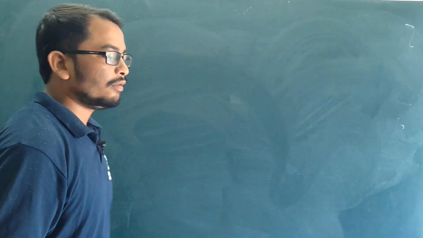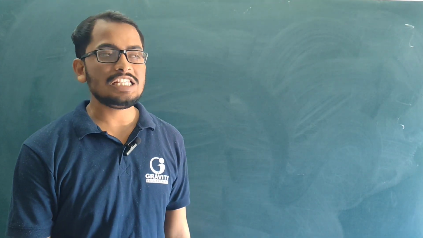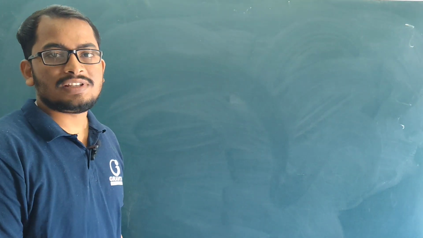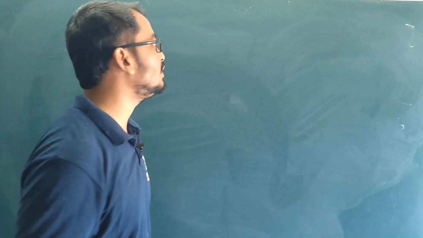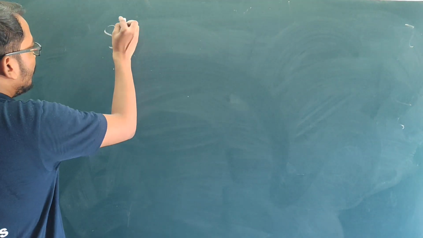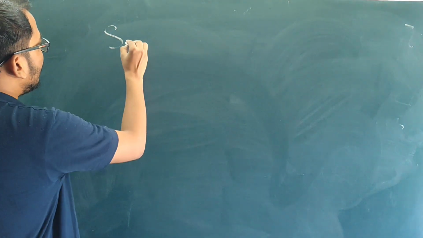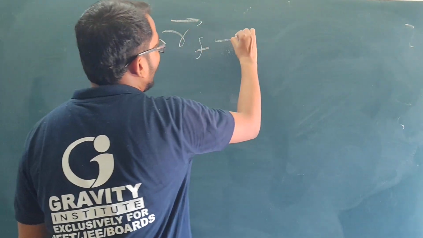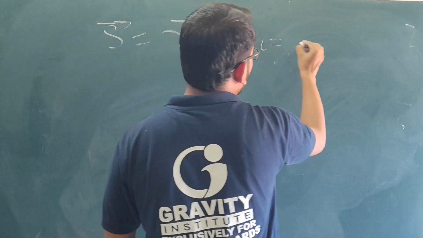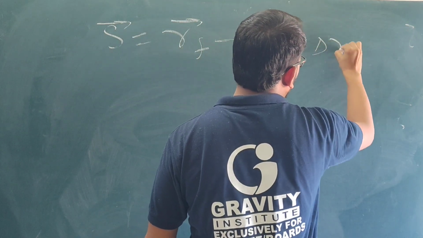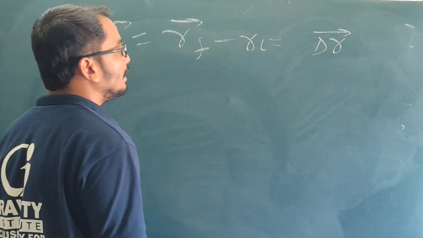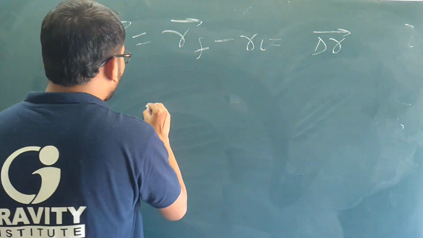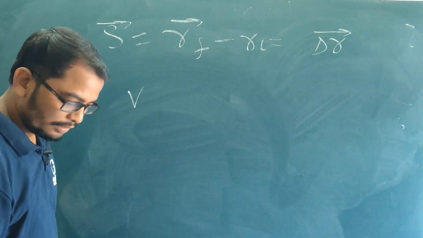So now we are going to define velocity. What is velocity? Rate of change of displacement. Rate of change of displacement is velocity. What does it mean? If S vector is R final minus R initial, it can be written as delta R. What does delta R mean? Delta is the difference between final minus initial. So velocity will be defined.